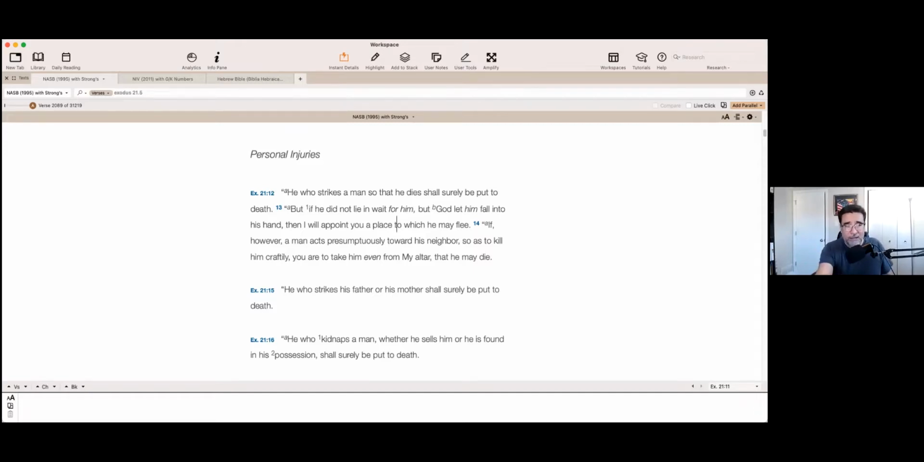And by the way, things like he who strikes his father or his mother shall surely be put to death, right? So the implication is someone's going to put him to death, not Yahweh necessarily. You're going to do it. Let's just look at 14. If, however, a man acts presumptuously toward his neighbor so as to kill him craftily, you are to take him even from my altar that he may die. That's an important distinction, and it's a subtlety that we need to know. You do it. You're going to take him from my altar and you're going to kill him.